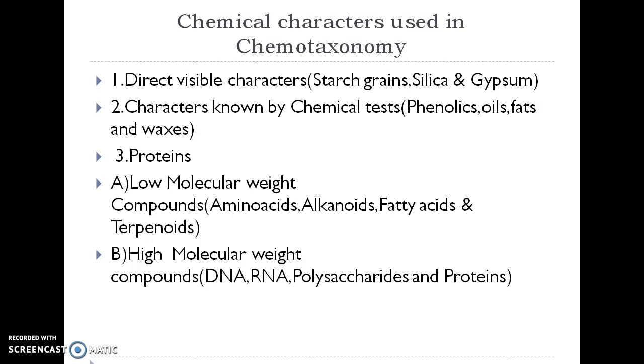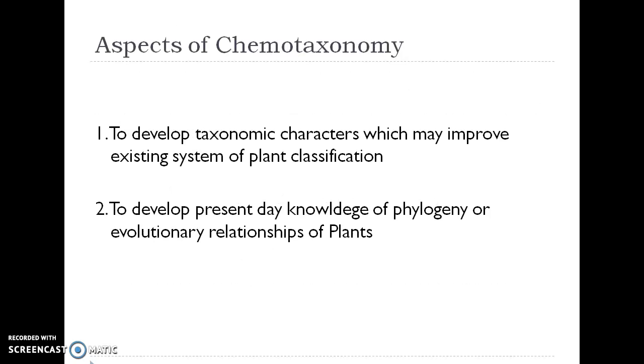Then proteins. I told you that proteins, which are generally controlled by the genes, are also used for taxonomical purposes, and these can be categorized into two different forms: low molecular weight compounds as well as high molecular weight compounds. The low molecular weight compounds include amino acids, alkaloids, fatty acids as well as terpenoids. I hope you understood what is meant by each one of these. Then high molecular weight compounds include most of the macromolecular structures like DNA, RNA, polysaccharides or sugars as well as proteins. So by considering both low molecular weight and high molecular weight compounds, we can classify organisms. Then what are the aspects of chemotaxonomy?